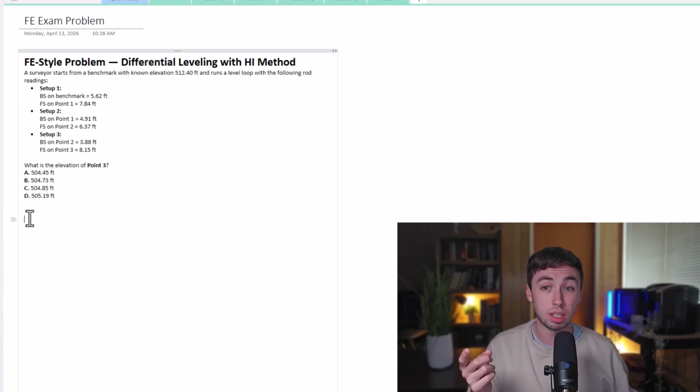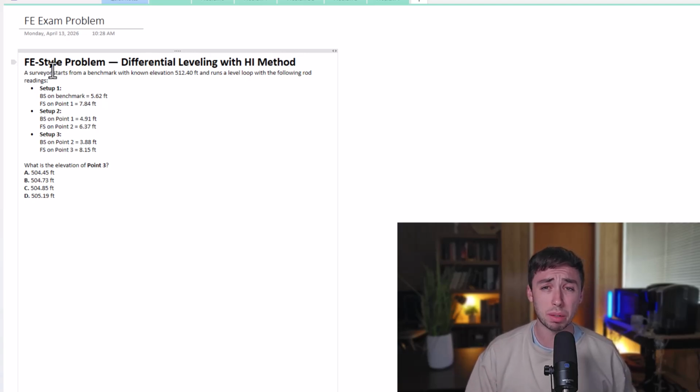Foresight on point 1 is 7.84 feet. Setup 2 is backsight on point 1 equals 4.91 feet. Foresight on point 2, 6.37 feet. And then for setup 3, backsight on point 2 equals 3.88 feet. Foresight on point 3 equals 8.15 feet. What is the elevation of point 3?